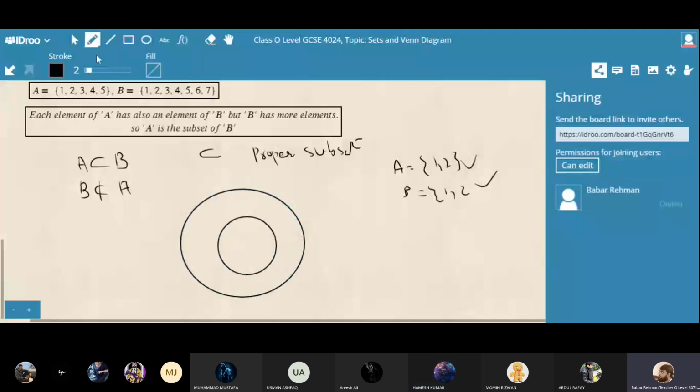Okay, A will be the subset, it will come inside B. B is bigger, it has more elements than A. So what are the elements of A first of all? 1, 2, 3, 4, and 5. Okay, what are the elements of B? 1, 2, 3, 4, 5, now 6 and 7 are left. So this is the diagram of the universal set.